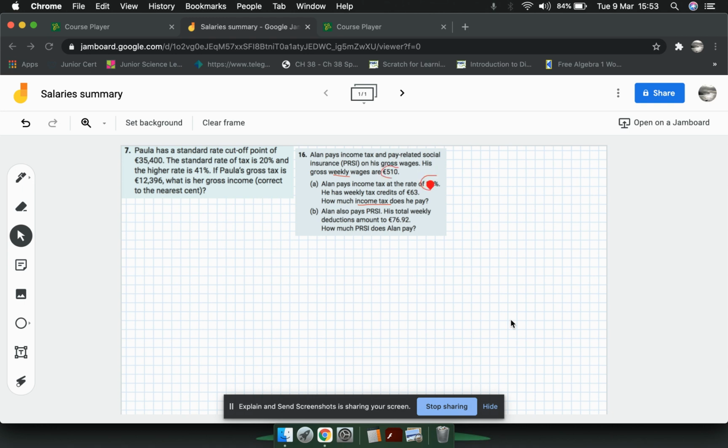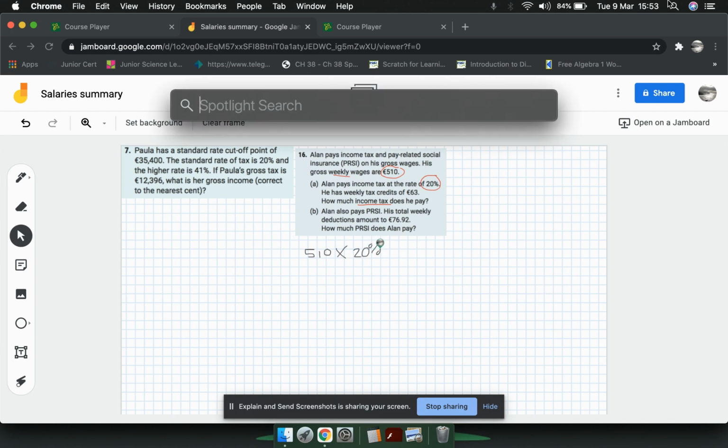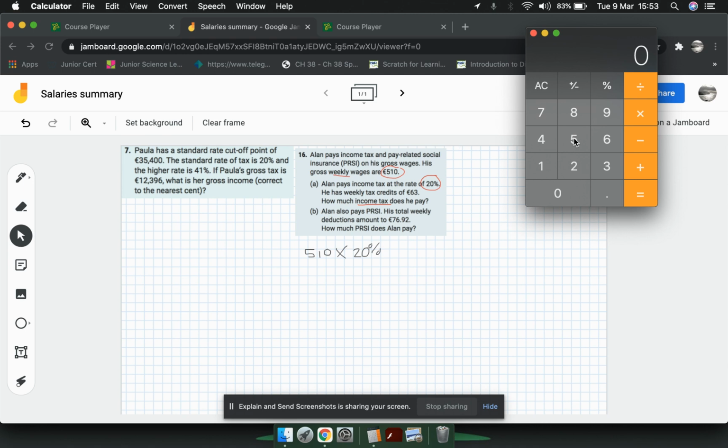Well, that's very straightforward, because all we have to do is take our 510 euro and multiply it by 20%. We're just getting a fifth of that. So have a calculator in front of you. We have 510 multiplied by 20%, and we get an answer of 102. That is his gross tax.